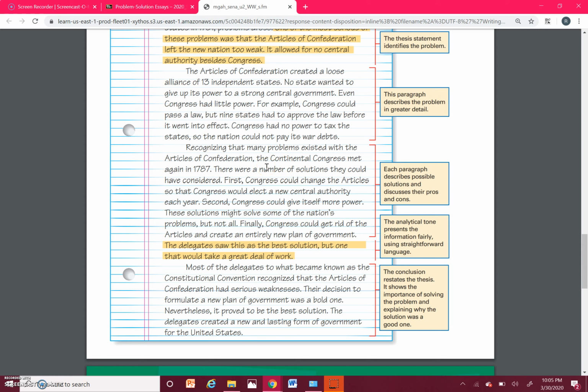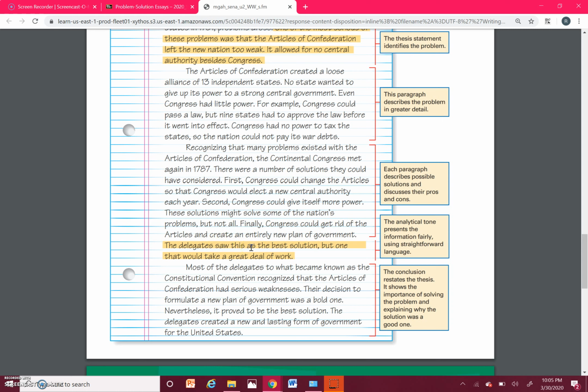So then moving on. Recognizing that many problems existed with the Articles of Confederation, the Continental Congress met again in 1787. There were a number of solutions they could have considered. First, Congress could have changed the Articles so that the Congress would elect a new central authority each year. Second, Congress could give itself more power. These solutions might solve some of the nation's problems, but not all. Finally, Congress could get rid of the Articles and create an entirely new plan of government. The delegates saw this as the best solution, but one that would take a great deal of work.